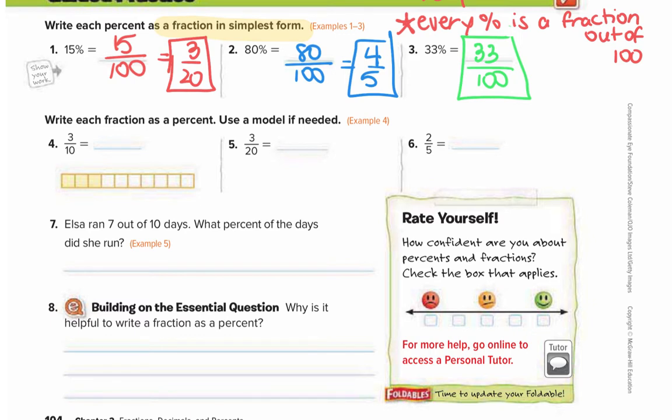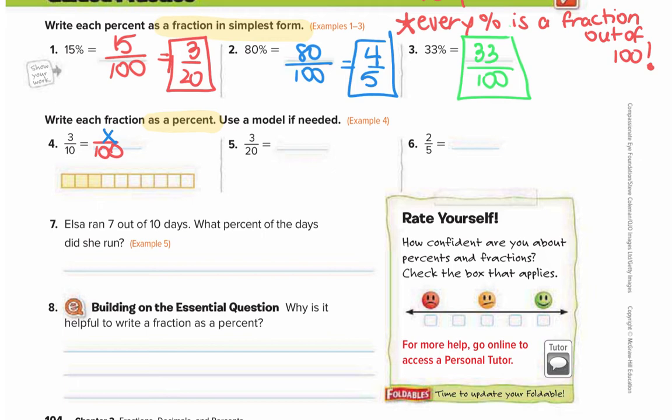Number 4. So for numbers 4, 5, and 6, we want to write each fraction as a percent. So we have 3 over 10. We know that every percent is out of 100. Remember that rule that we said. Every percent is a fraction out of 100. So we need to find an equivalent fraction to this that's out of 100. So whenever we don't know a number, we can use a letter, which is called a variable, in that place until we solve for that letter. So we need to know 3 over 10 is equal to what out of 100?